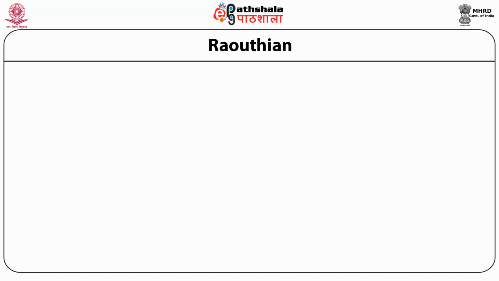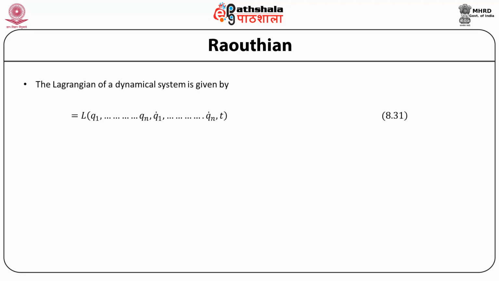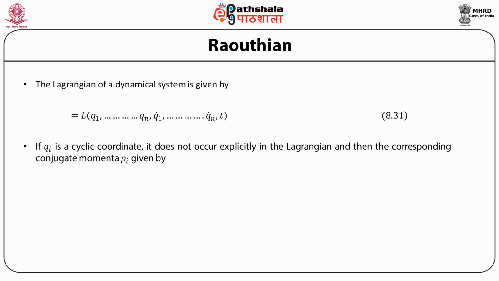Finally, we define a quantity which is called the Routhian. Now, what is the Routhian? We have the Lagrangian of a dynamical system, which is a function of the generalized coordinates and velocities. Now, if any coordinate is cyclic, it does not occur explicitly, and the corresponding conjugate momentum is then constant.